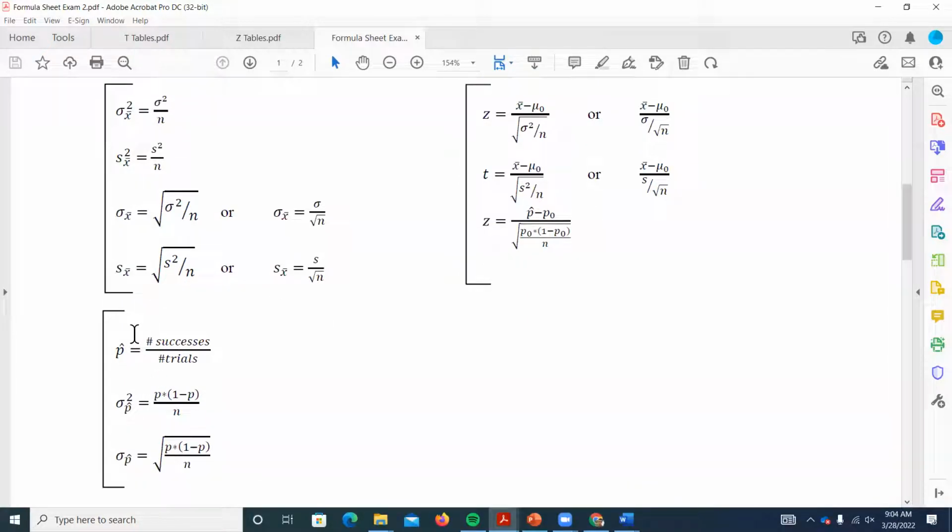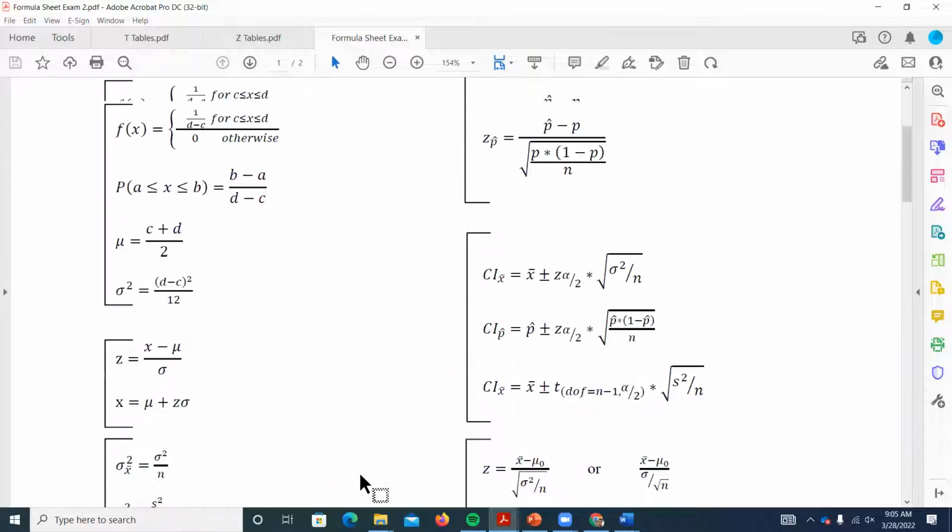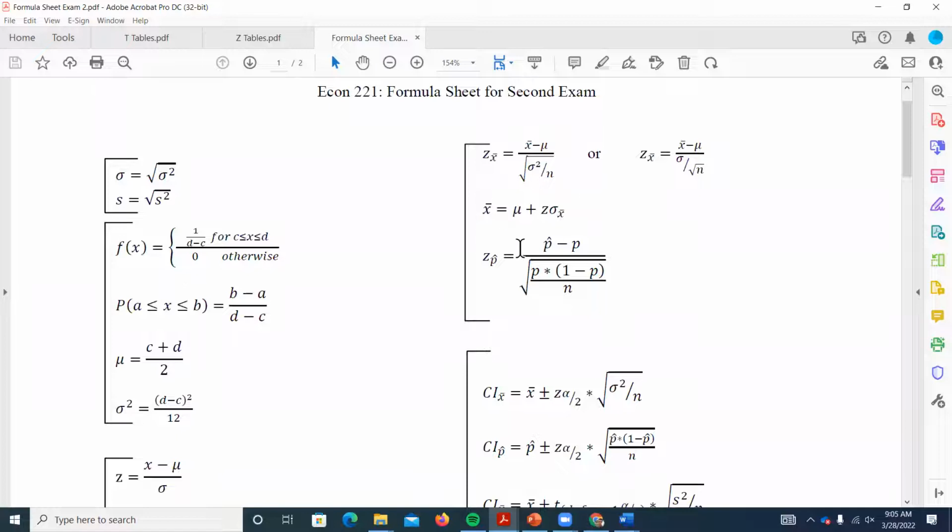I even remind you, if I don't directly give you p hat, like this was the idea of 72 out of 200 people do whatever we're looking for, right? So that number of successes over the number of trials gives you that sample proportion. We then had the variance for our sample proportions. And this is how we turn sample means and sample proportions into z values.